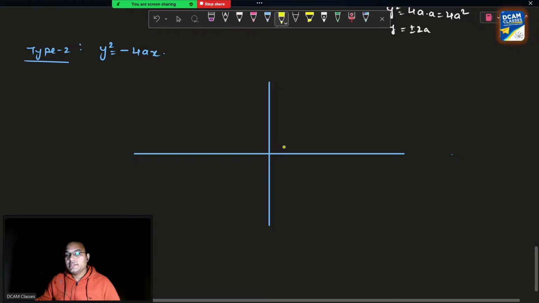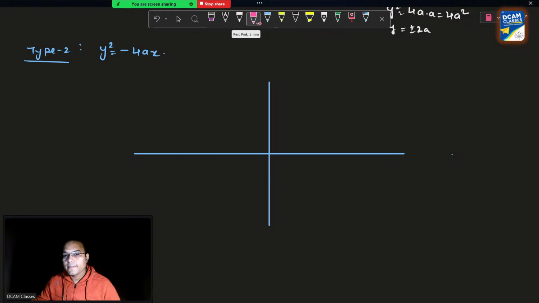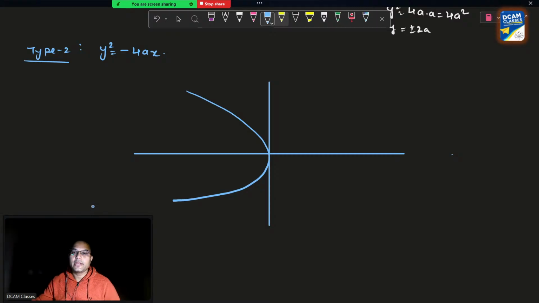The difference between this and y square is equal to minus 4ax is that your parabola is actually inverted. Okay, symmetrical about x-axis, but it is inverted. This is y square is equal to minus 4ax. This is 0, 0. Its vertex is also 0, 0. Now tell me, Haripriya or Diva, where will be its focus?